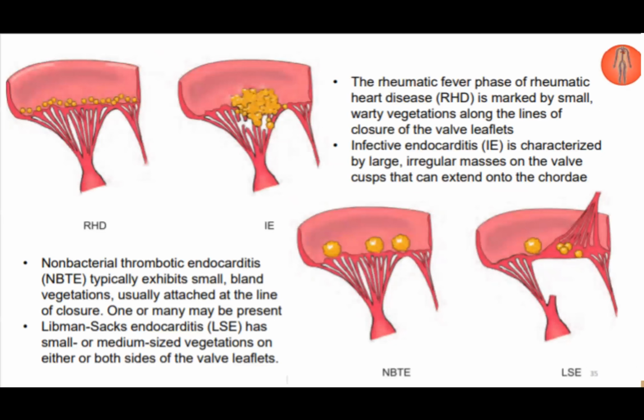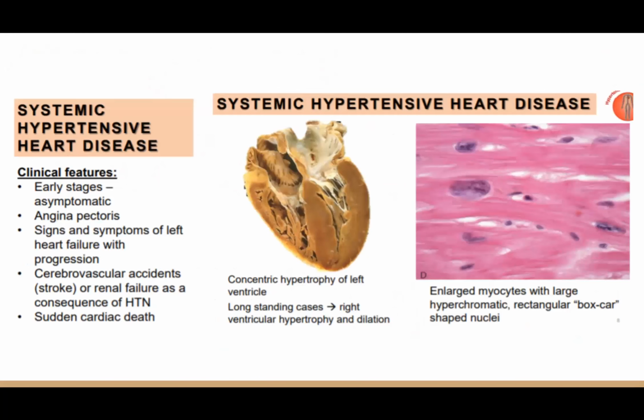And then, yes, please understand that all of these are going to have different distributions of the vegetations on the valve, and it is important. So rheumatic heart disease is along the lines of closure. Infective endocarditis, it's on the cusps and can extend to the chordae tendineae. NBTE along the lines of closure, and then LSE is on both sides of the leaflet. Okay.